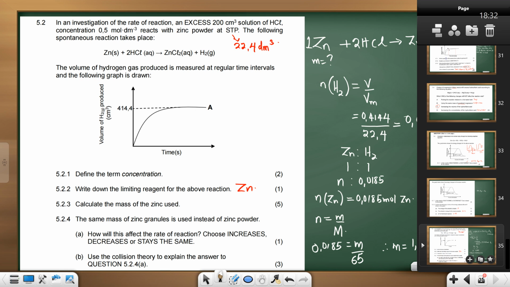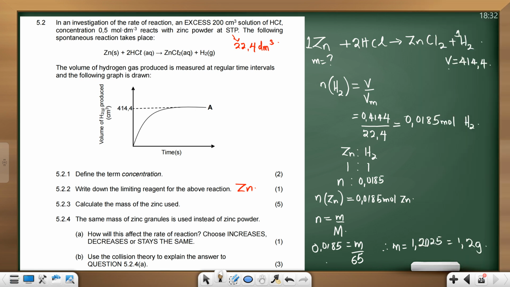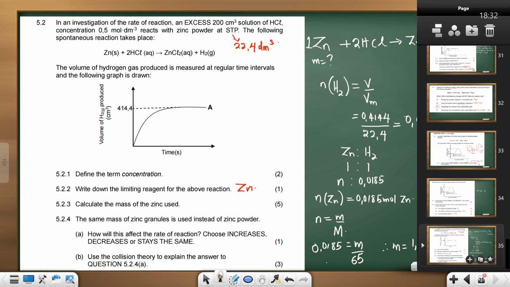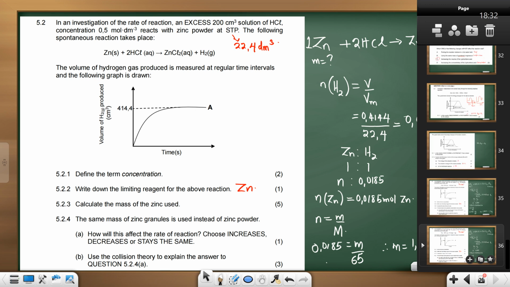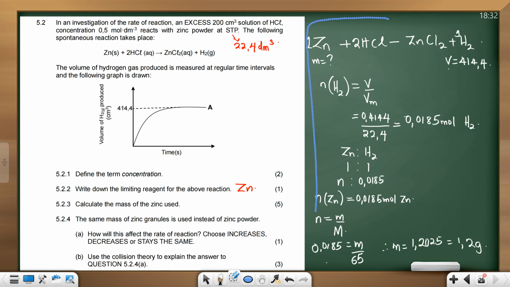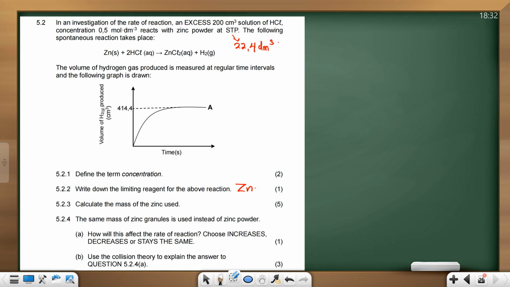Okay. How will this affect the rate of reaction? Increase, decrease, or remain the same? Instead of powder, it will decrease. Just by listening to my explanation now, it will what? Decrease. And why will it decrease?